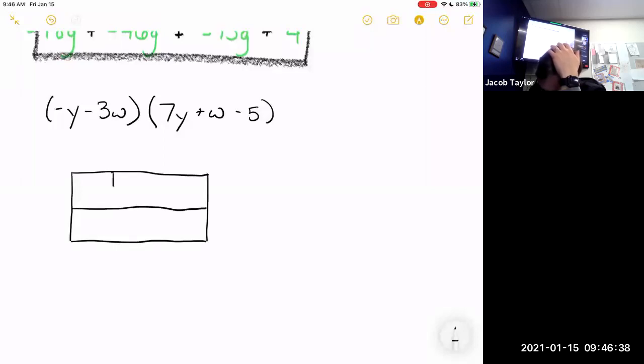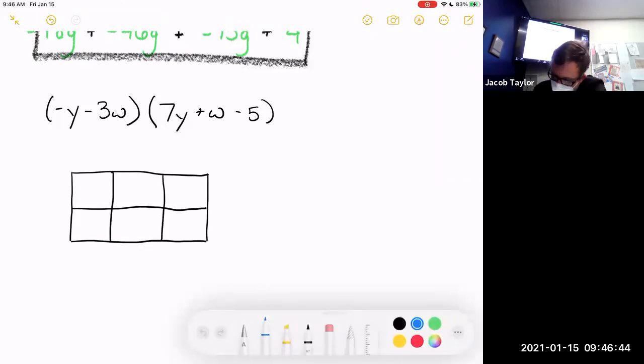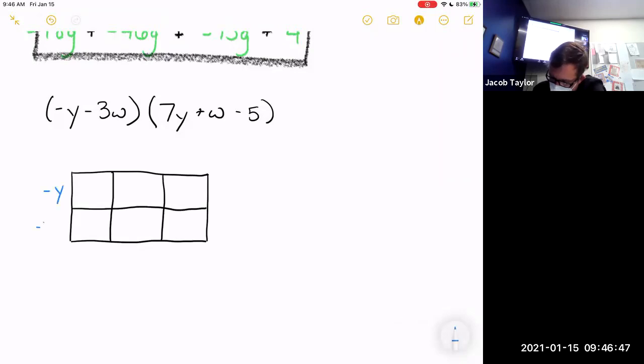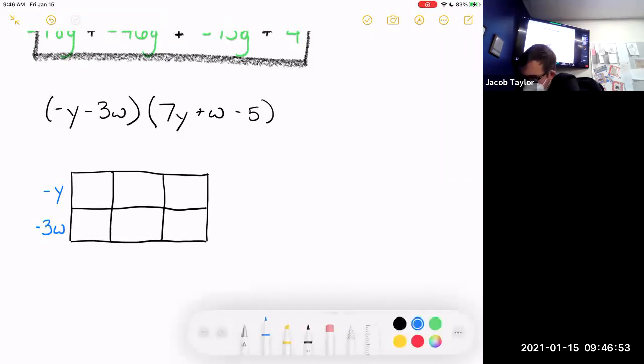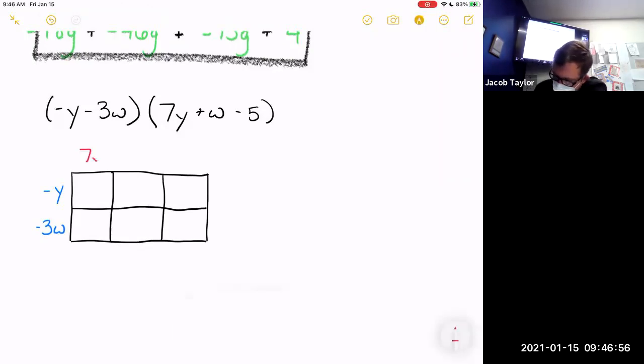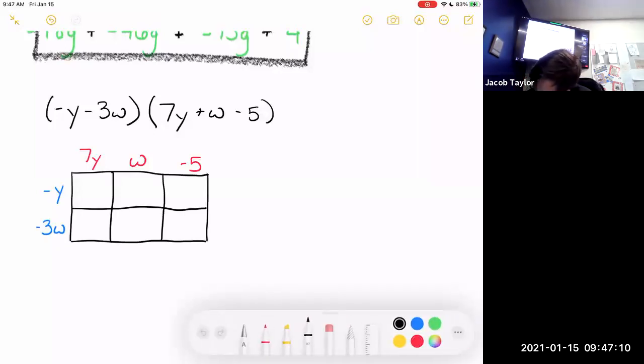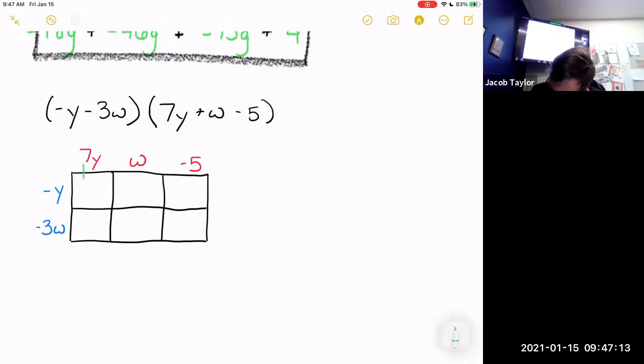Now I'm going to do 2 rows and 3 columns, but you could do 3 rows and 2 columns. It doesn't matter. What does matter is that the binomial goes along the side that has 2. So negative y and negative 3w. And then the trinomial goes across the side that has 3 boxes. Good. So we fill in the boxes like so. 7y times negative y is negative 7y².